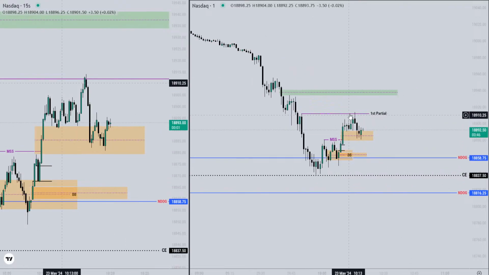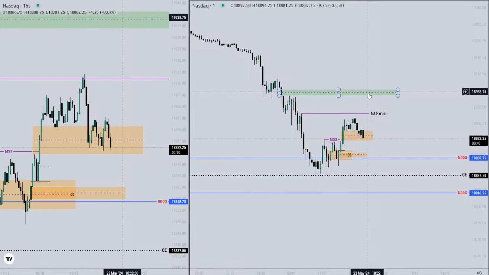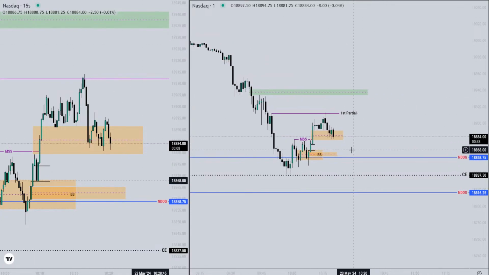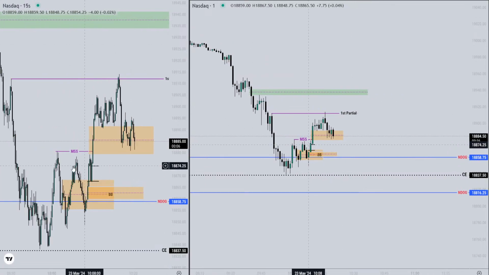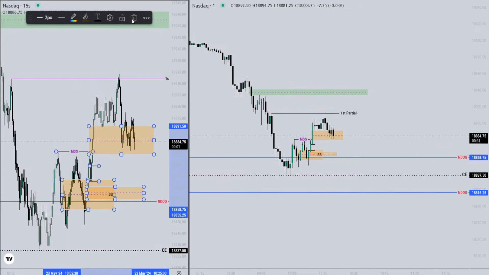Rejection from there came until here. It should go a little higher until that area. I will see how it reacts. Okay, I'm going to clean all of this. All of this area. I need to clean that.